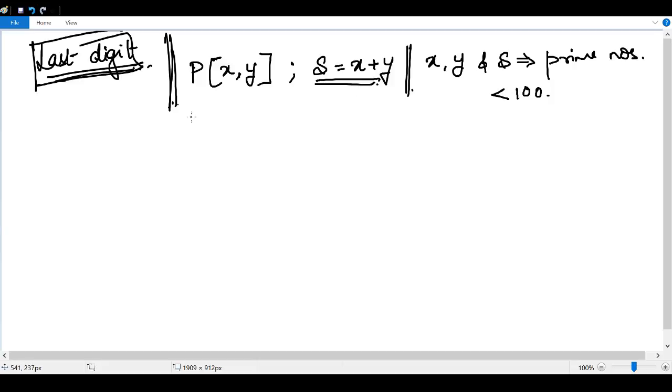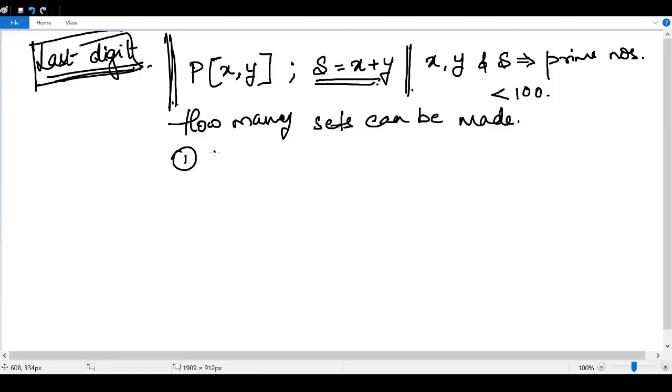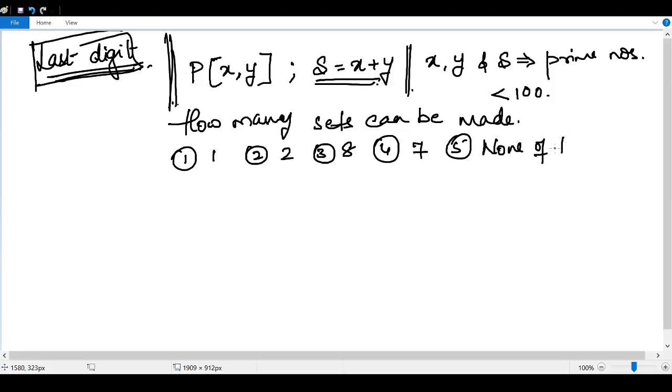Can you tell me how many sets can be made? Your answer options: 1, 2, 8, 7. Last answer option: none of these. I love to give none of these.